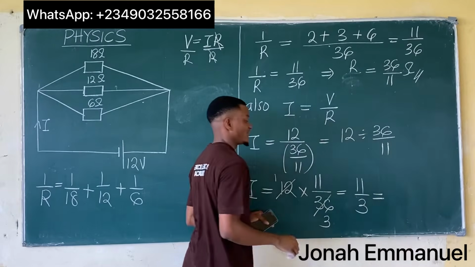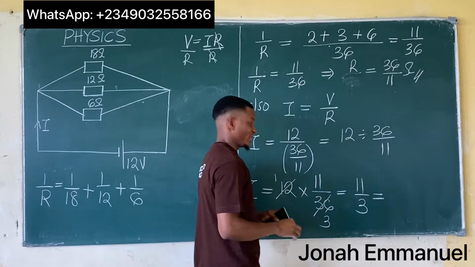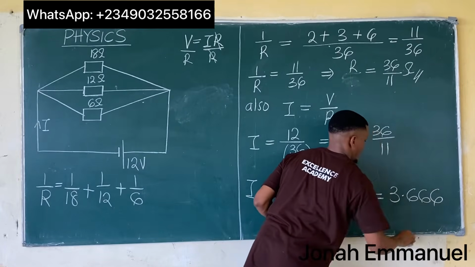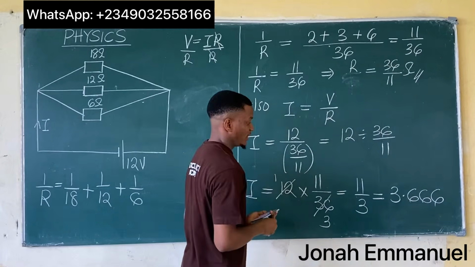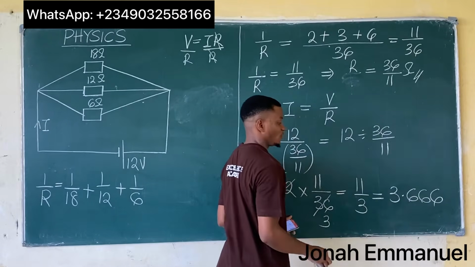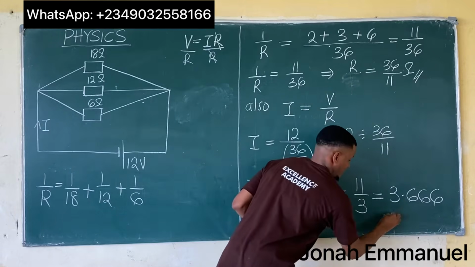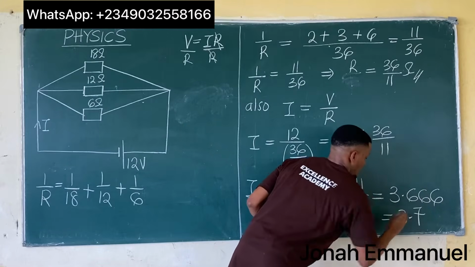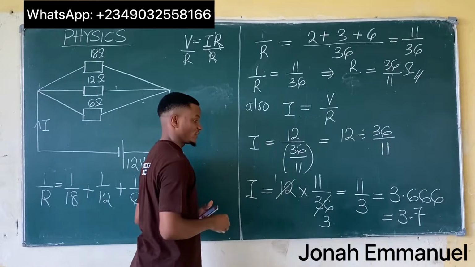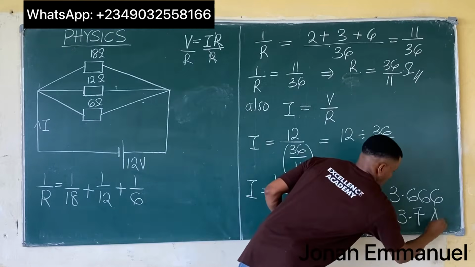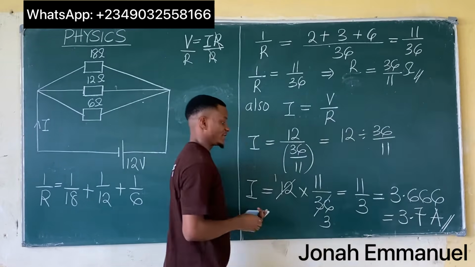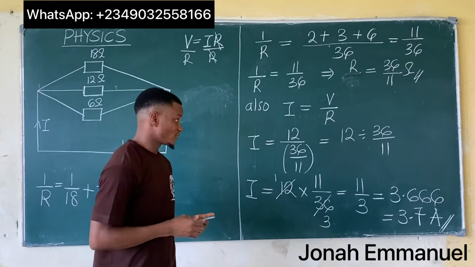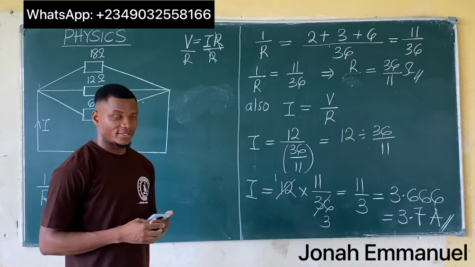If I convert 11 over 3 to decimal, it gives me 3.666 etc. If I convert this to one decimal place, this becomes 3 point, so one decimal place gives you 7. Of course, I'm calculating for current, that becomes ampere. So my answer becomes 3.7 amperes, and that's option B. So this is how you solve this question.